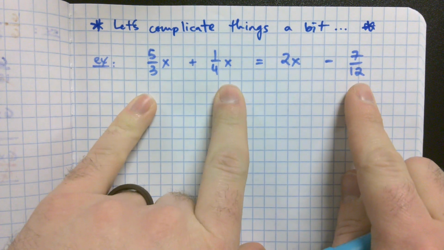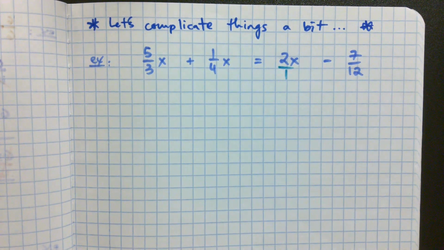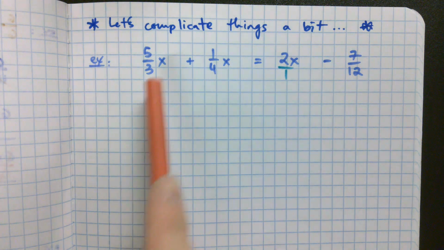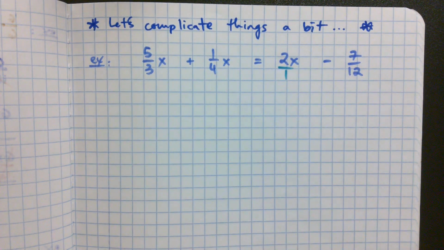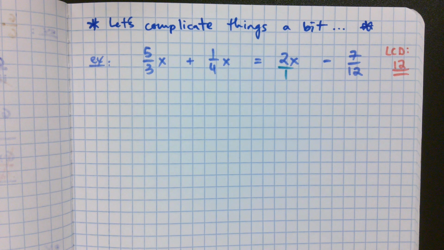We've got 3 fractions, but we need 2x to be a fraction. So what can we put under the 2? A 1. Boom, just like that. Now I've got 4 different denominators here, which complicates things a little bit. Hopefully not too bad. I've got 3, 4, 1, and 12. Who could tell me what my LCD is going to be? 12, right? 3 is a factor of 12. 4 is a factor of 12. 1 is a factor of 12. My LCD is 12. So I want all of my terms to have a denominator of 12.